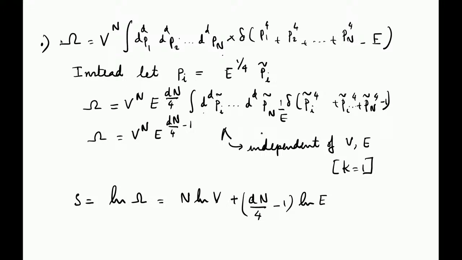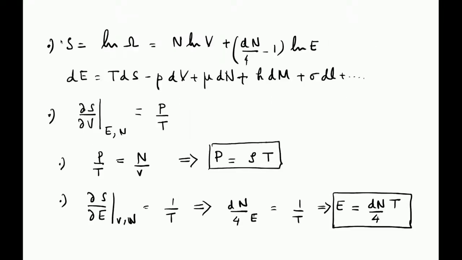Now I connect to entropy. Entropy is k log omega, which is nk log V plus dn by 4 k log E. Now I do my standard differentiation. Once I have my entropy, I can do del S by del V and del S by del E. Back to the same rule: del S by del V is P by T, and del S by del E is 1 by T. From this fundamental relation, I can get these two.